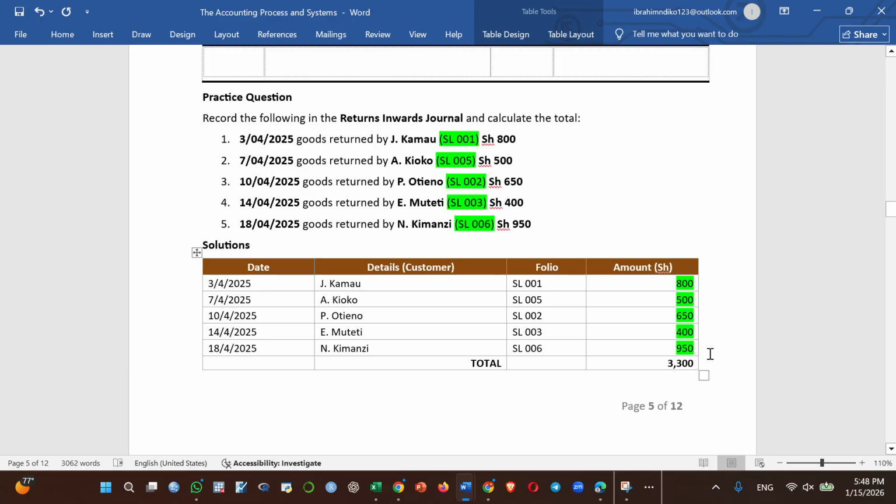So let us add and confirm. 800 plus 500 plus 650 plus 400 plus 950. That is 3,300. So this is the suggested solution. Good. I think that is all.